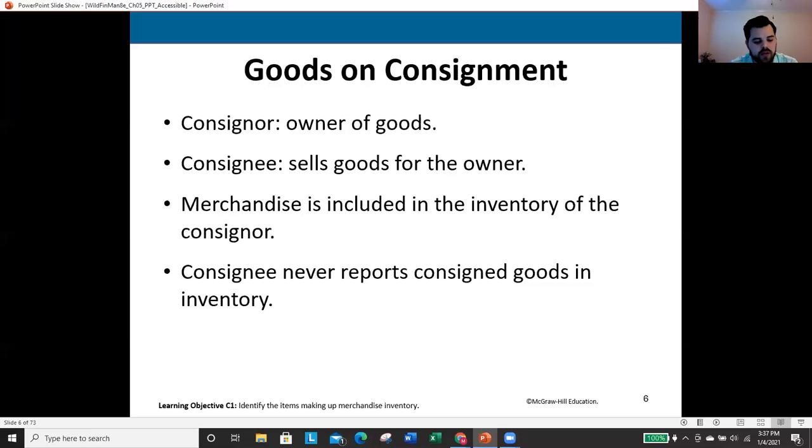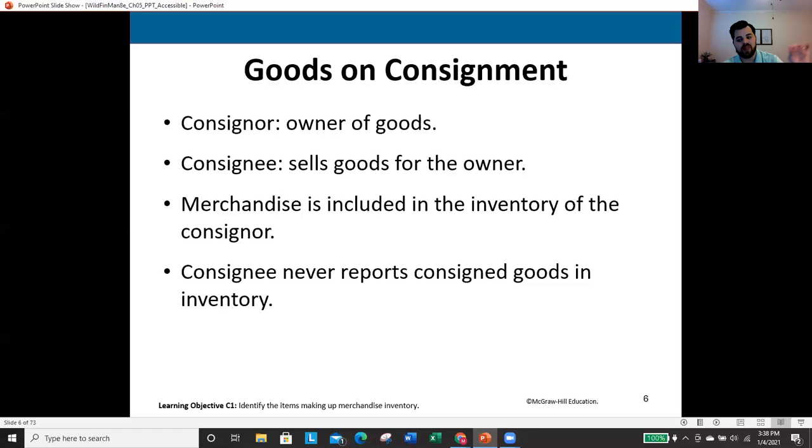So it's a consignment relationship. The question here is, whose inventory does that actually get included in? The answer might surprise you, but it is actually the consignor. So the person who actually owns that, even though I've given it in this example, say, to the company Furniture Fetish to sell for me, even though they have it in their warehouse or on their showroom floor, it is not going to be included in their inventory count.